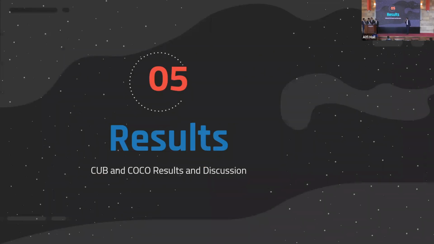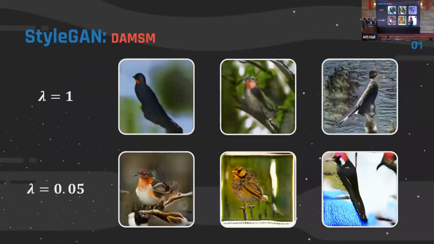Okay, so for our results, we first started with experimenting with StyleGAN along with DAMSM. For DAMSM, we thought that maybe we would want the generator to focus more on edge generation, and we varied the importance of the DAMSM loss.